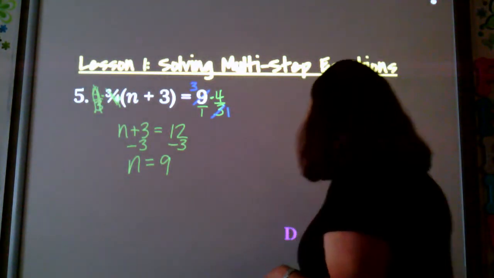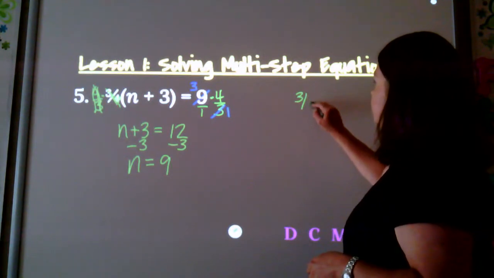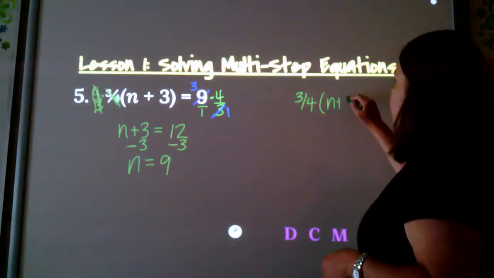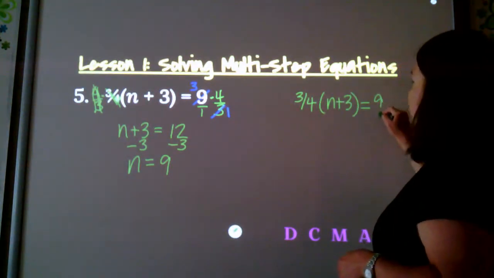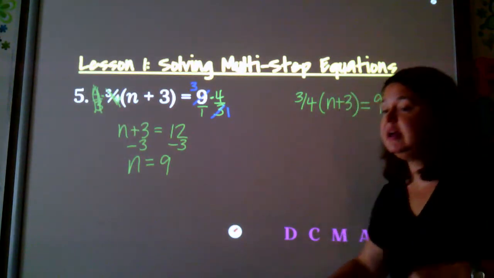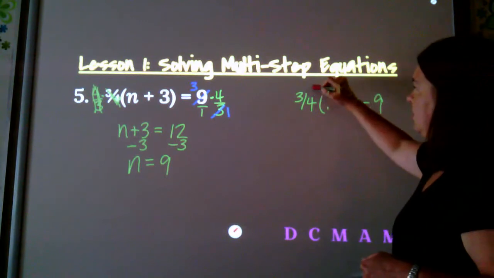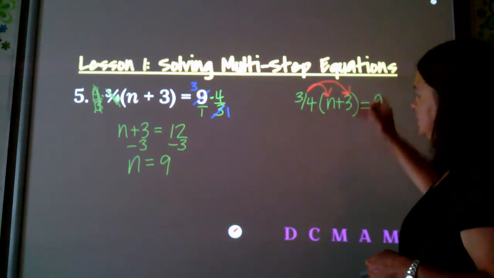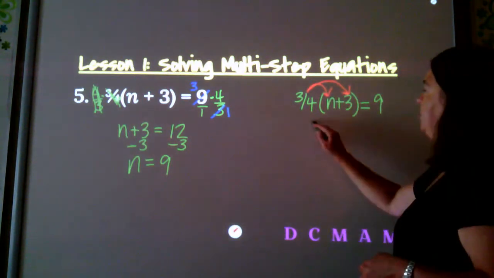I want to work it another way, so I'm going to do 3/4, I'm going to write it over here. n plus 3 equals 9. I'm going to do it again, but I'm going to show you the distributive property, okay? And then you can make the decision on what's the best. So I'm going to distribute, and I'm going to have 3/4 n.